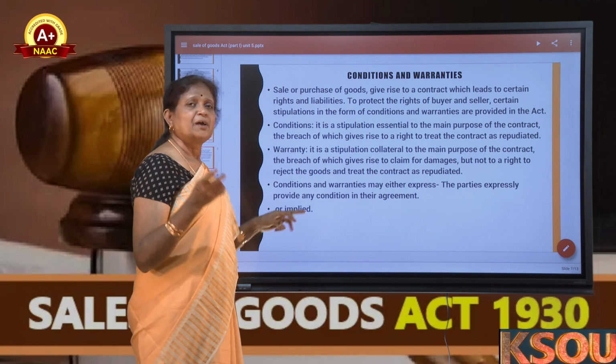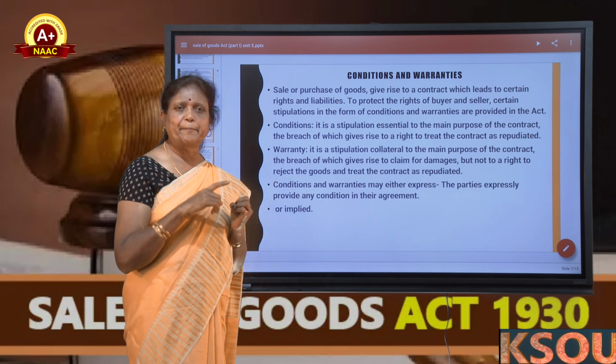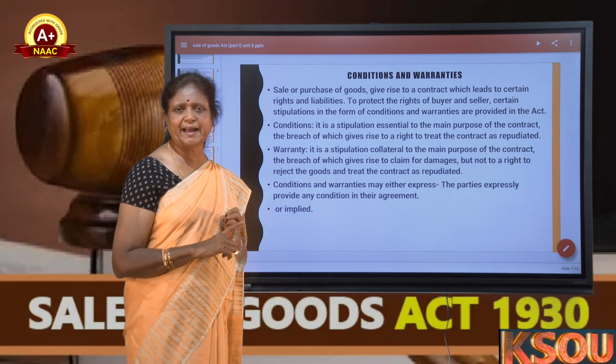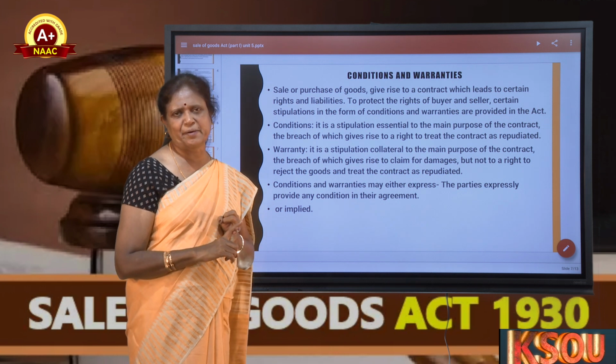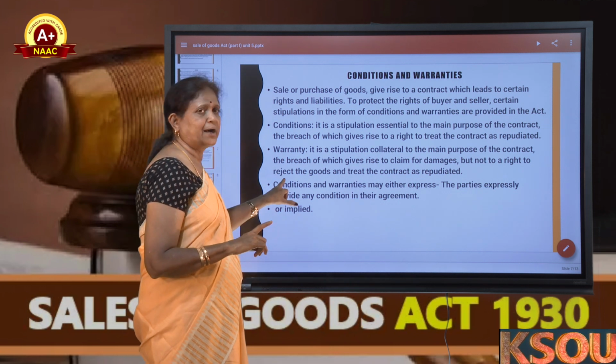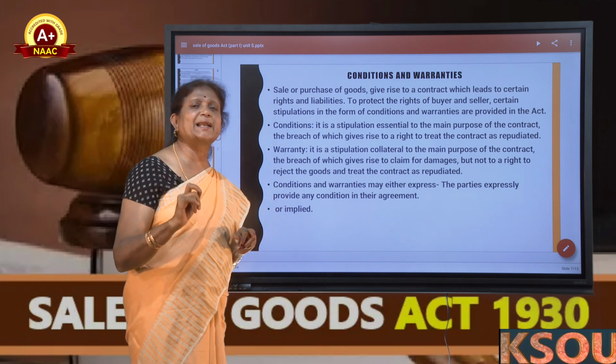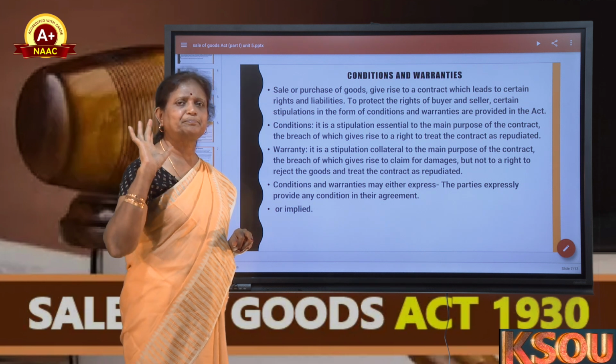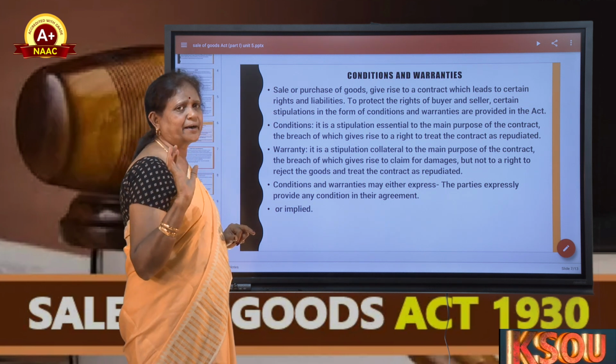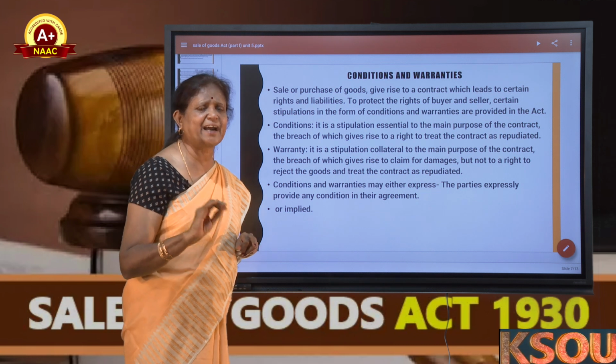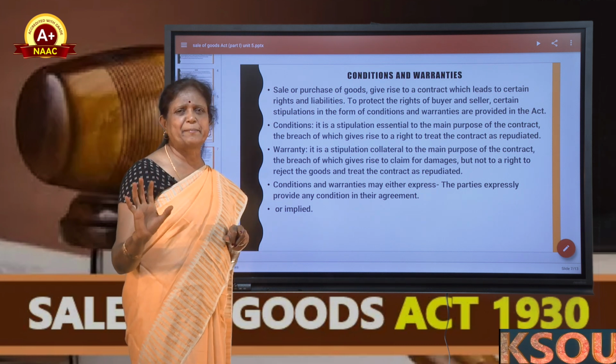In case of violation of a condition, the party can cancel the contract and can also claim damages. But in case of warranty, the party can only claim damages and cannot repudiate the contract. That means he cannot cancel the contract, he can only claim damages.